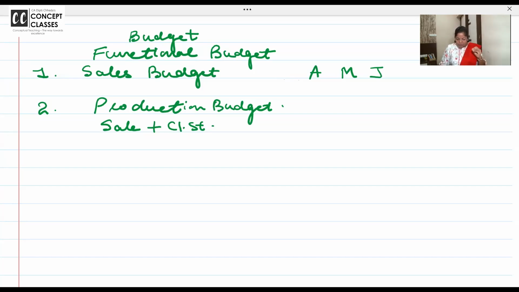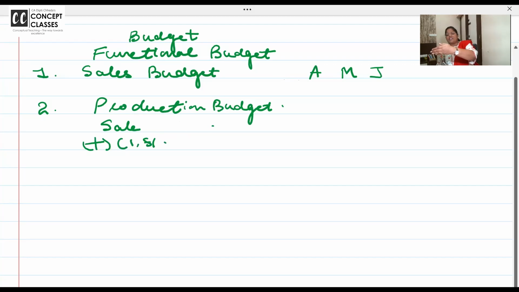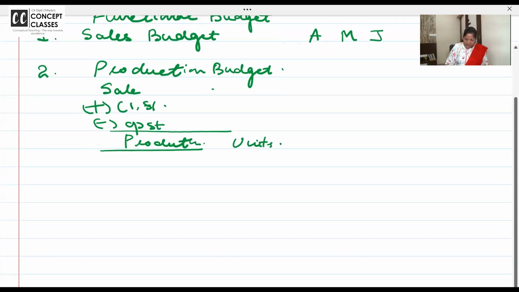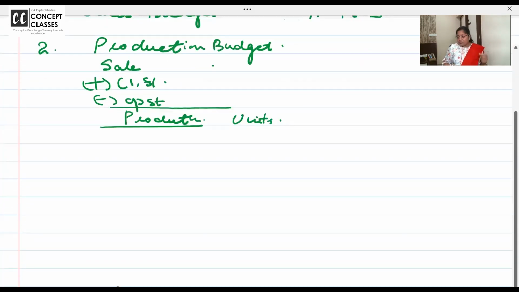Sales, add closing stock. Okay, I'll write it vertically, better. How do you get, ma'am, closing stock? Closing stock कैसे मिलेगा बेटा? Closing stock is, suppose May month का जो sale है, of that 20% you keep it. Same way opening stock they'll give. You will get production. Production in units. How many units you have to produce to fulfill your sales target.